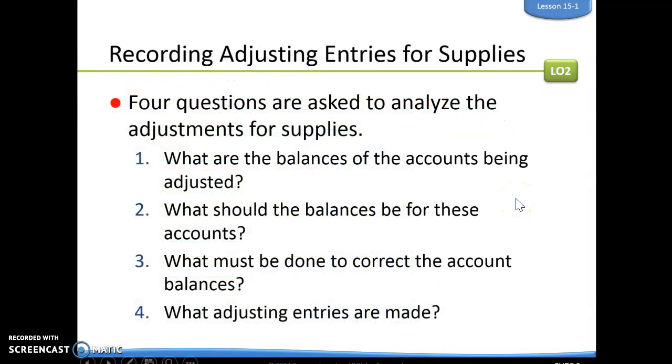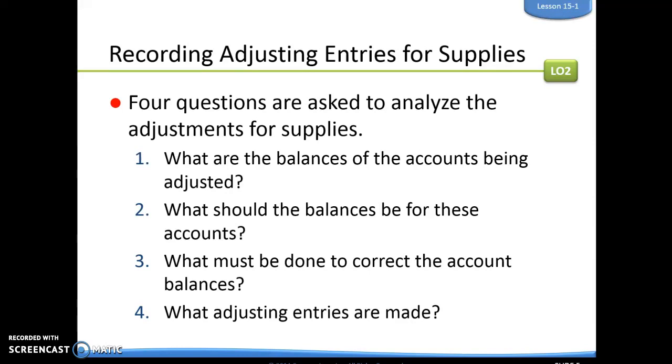Okay, now we're going to record an adjusting entry for supplies. So when we're doing an adjusting entry, first thing that we need to do is analyze the adjustment. So for supplies, we're always going to ask these 4 questions. Number 1, what are the balances of the accounts being adjusted? So right now we're looking at the supplies account. We need to look at what is the balance in that supplies account.